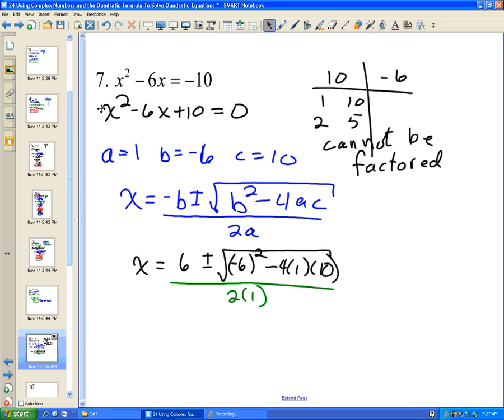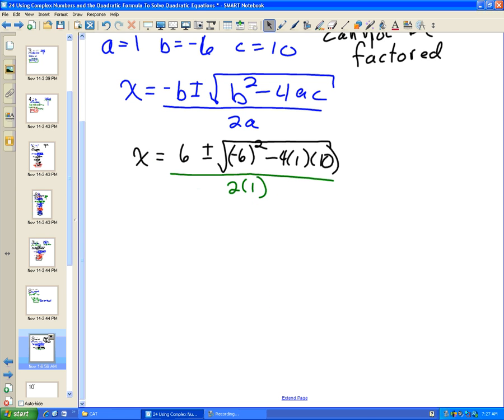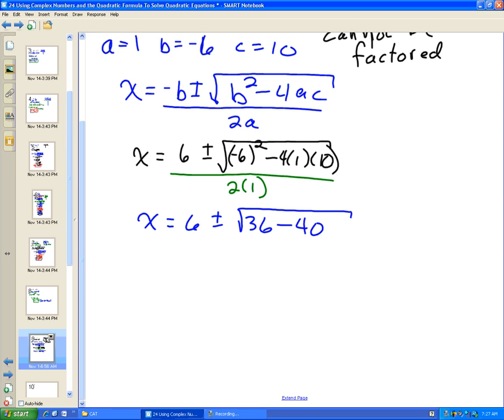I make sure to write it all out so that I'm plugging things in correctly, so then I can come back and say, okay, well, this is x is equal to 6 plus or minus the square root of negative 6 squared is 36. 4 times 1 times 10 is 40, so this is minus 40, all over 2.